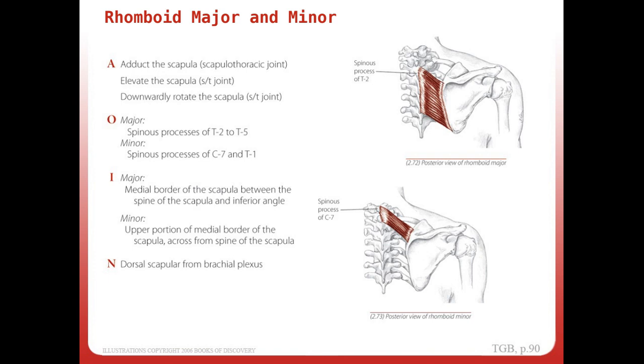So if you have a selection and you can't remember anything, one of the key words that will help you get this answer right is the inferior angle of the scapula, and then maybe the origin, where this is just two spinous processes versus three. So I'm just trying to give you guys some tips, whatever comes to mind, and remember that. Let's see here.